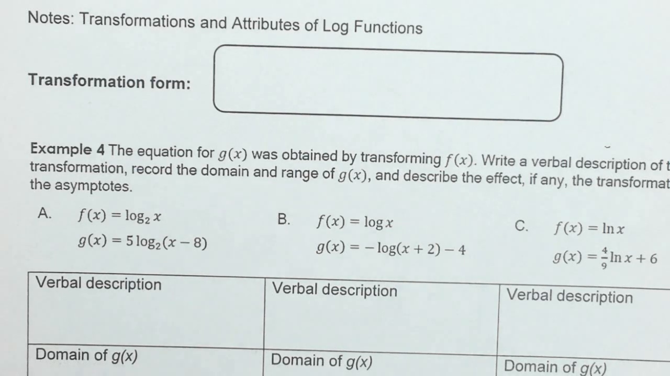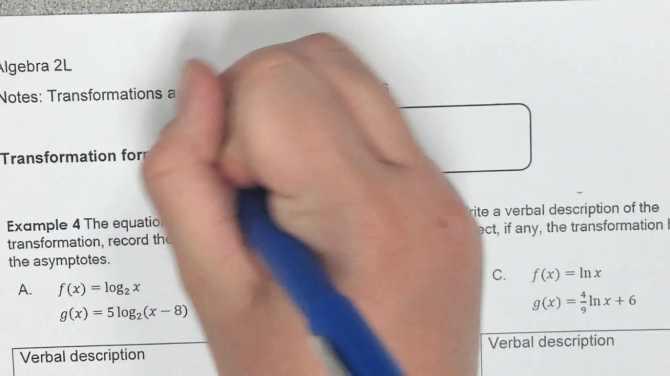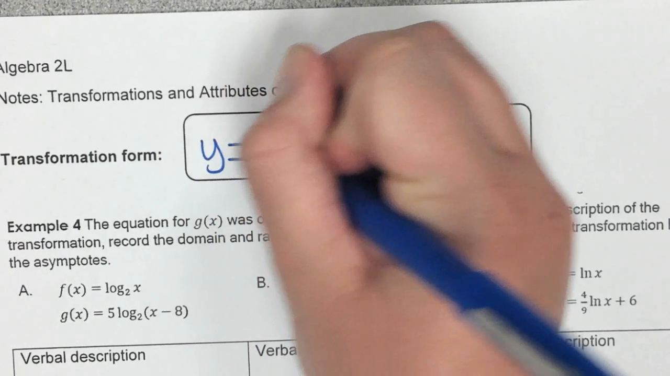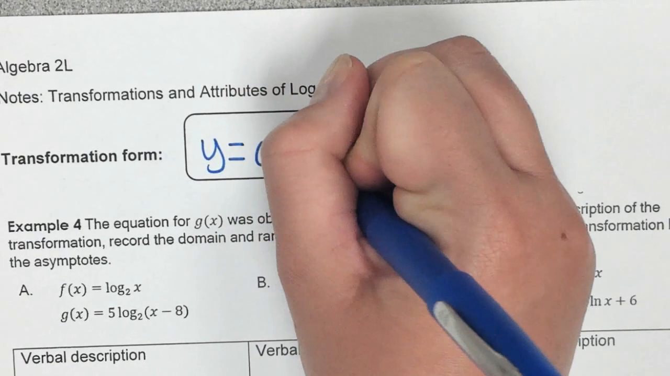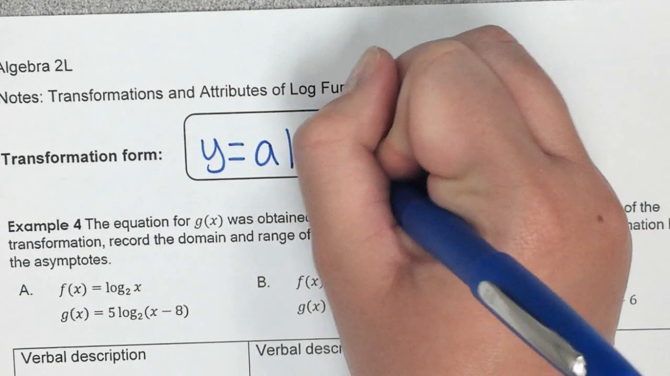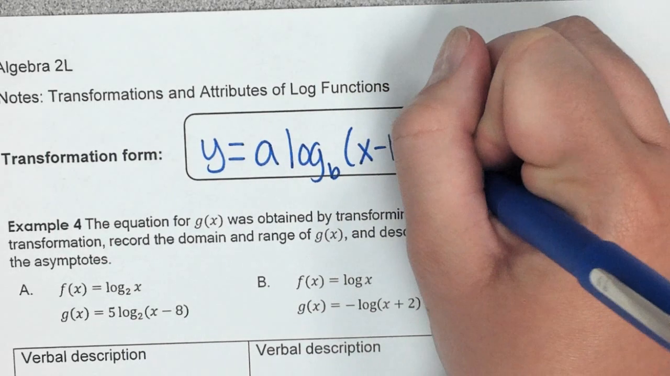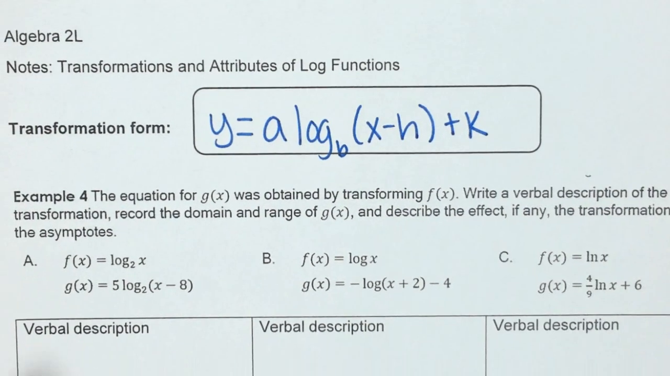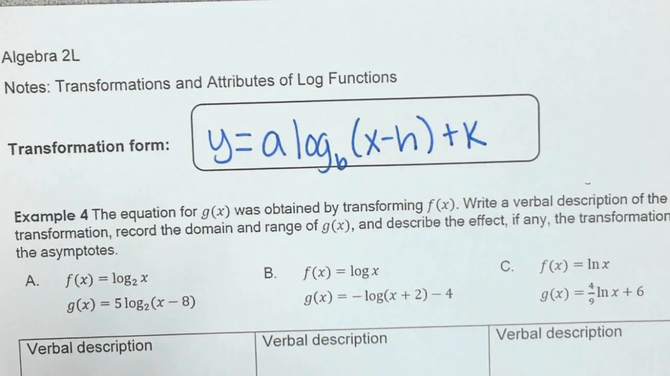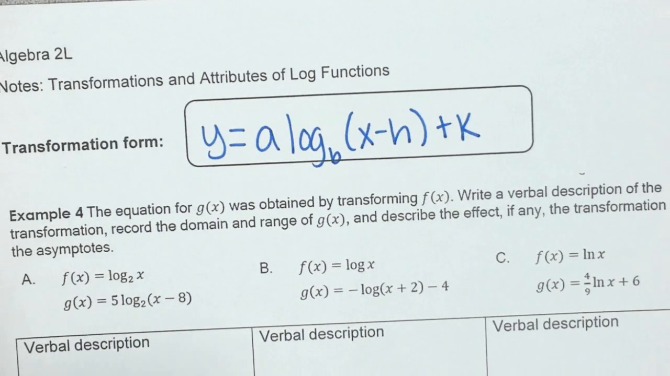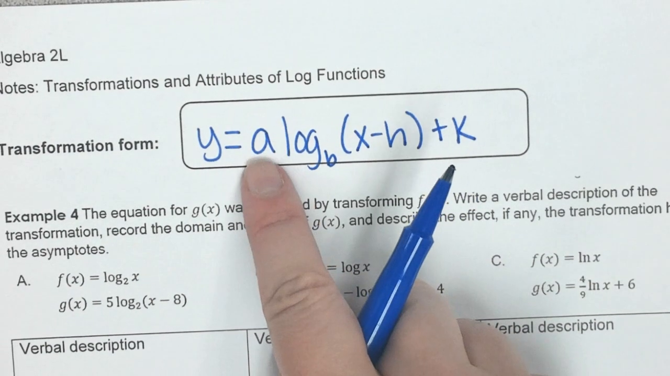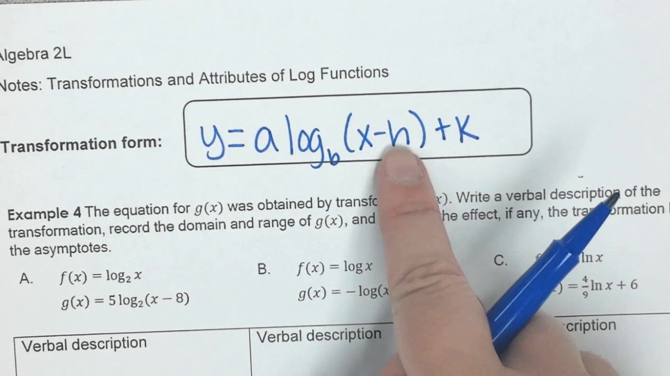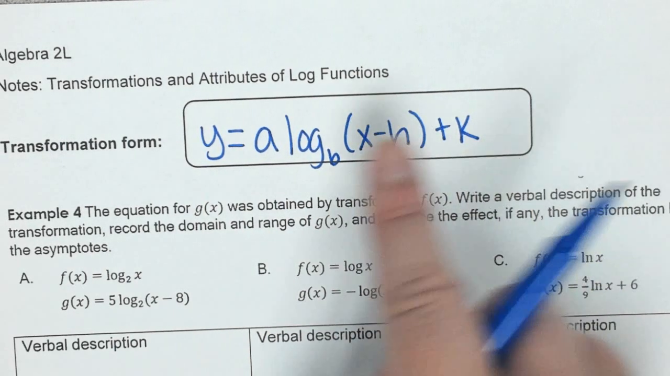Okay. So in the box at the top, we're going to write our transformation form. It's going to look like A times log base B of x minus h plus k. So A, H, and K do the same thing they've done all year: vertical stretch or compression, shift left or right, shift up or down.